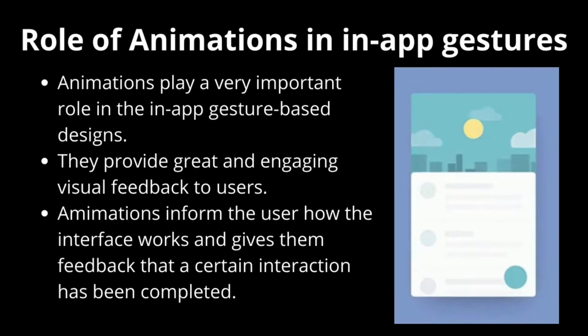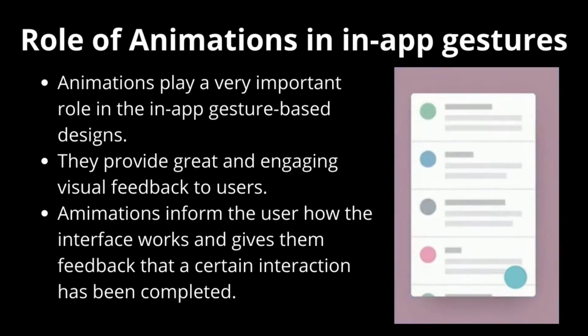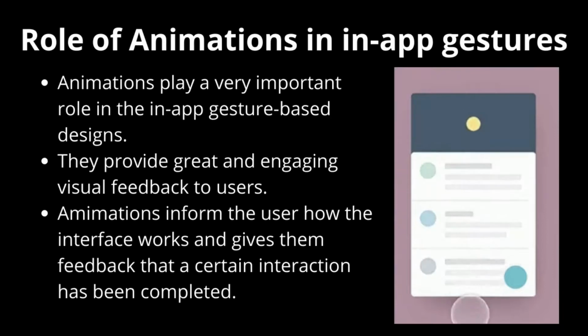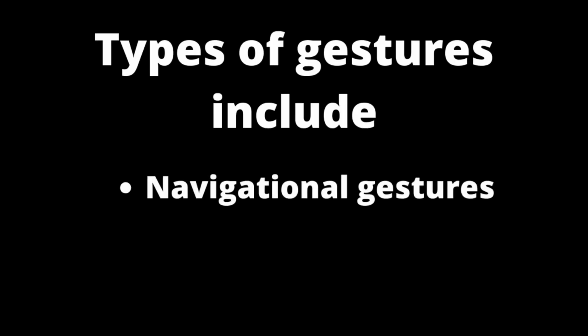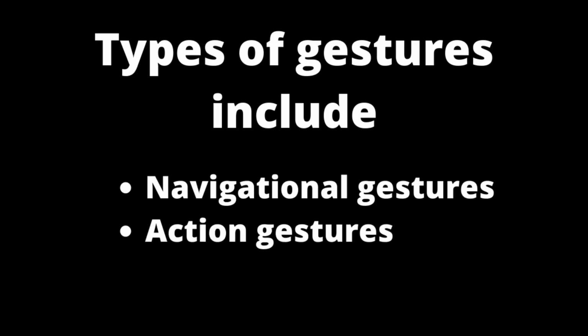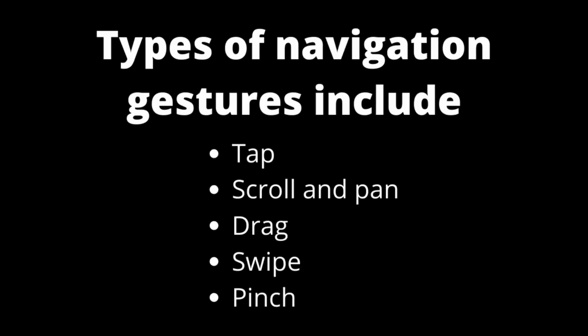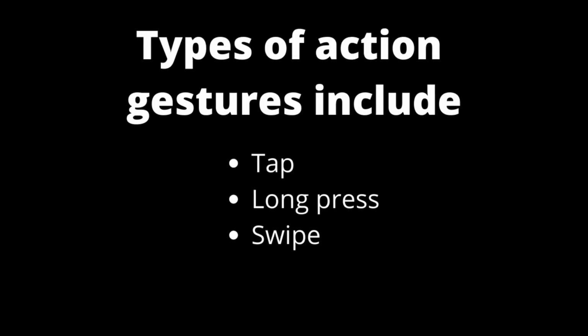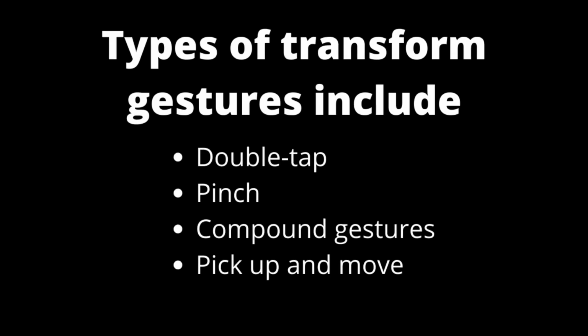In-app gestures help users to navigate between views, take actions, and control content. The types of gestures include navigational gestures, action gestures, and transform gestures. The types of navigation gestures include tap, scroll and pan, drag, swipe, pinch. Types of action gestures include tap, long press, swipe. The types of transform gestures include double tap, pinch, compound gestures, pick up and move.